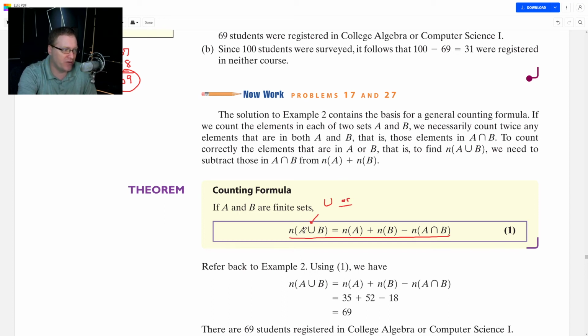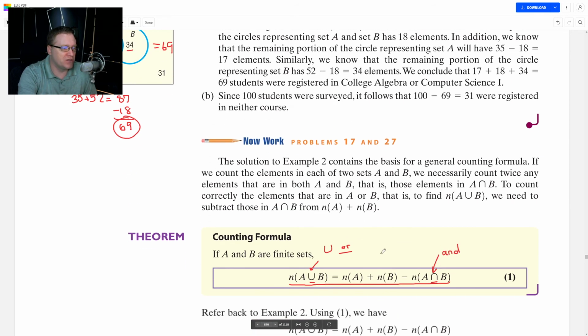The number of things in A or B is always going to equal the number of things in A plus the number of things in B, then minus the number of things in A and B. This upside down U thing is and. So this is or and this is and. Okay, so let's look up here.